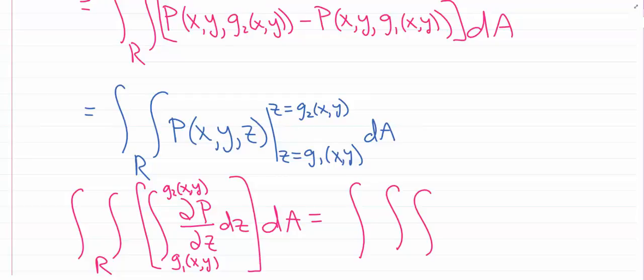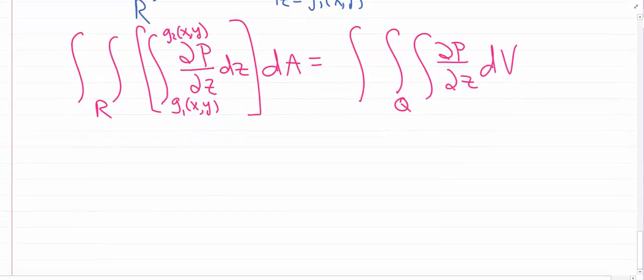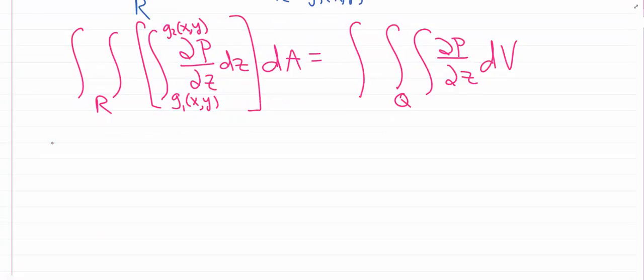Why don't I just do a triple integral over this solid region, right? And do this. Why don't I do that? That'll work, right? Now that is for the last term. And we could play this little game for every term if we wanted to. We could go back and do this for every term. But we might as well just do this.